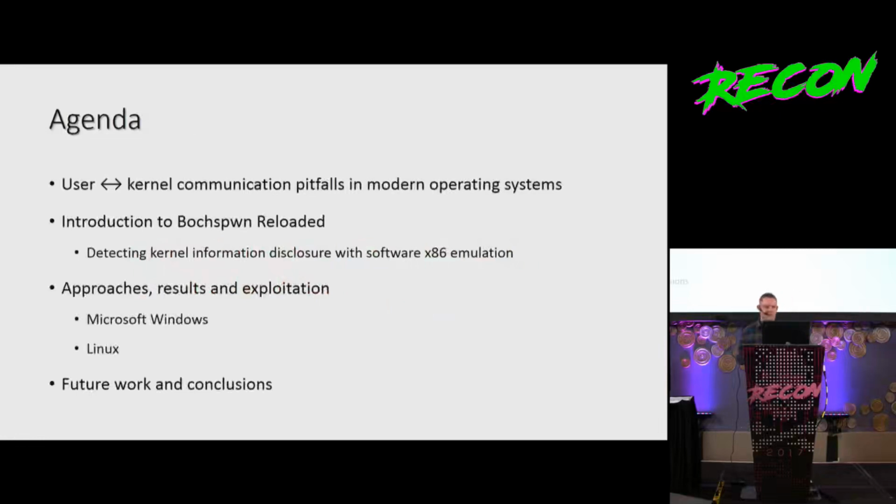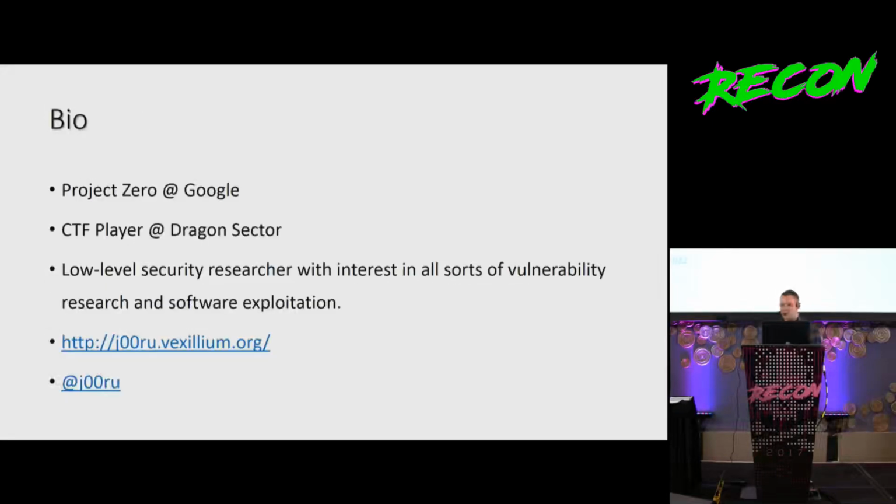And so, yeah, on a serious note, today I will first start talking about the communication between user and kernel mode, what are common pitfalls in modern operating systems. Then I will proceed to talking about Bochspwn Reloaded, how it works in general, what is the basic principle, and how to detect kernel information disclosure using it. Then I will talk about the approaches, results, and exploitation that are system-specific. I tested Windows and Linux in this regard, and then I will just follow up with some future work and conclusions.